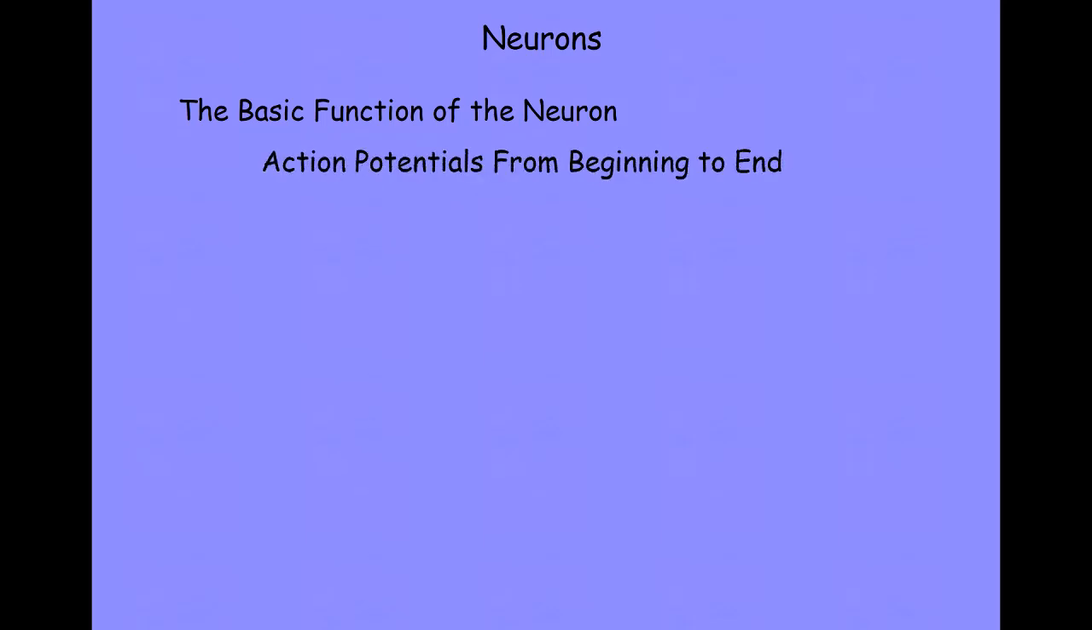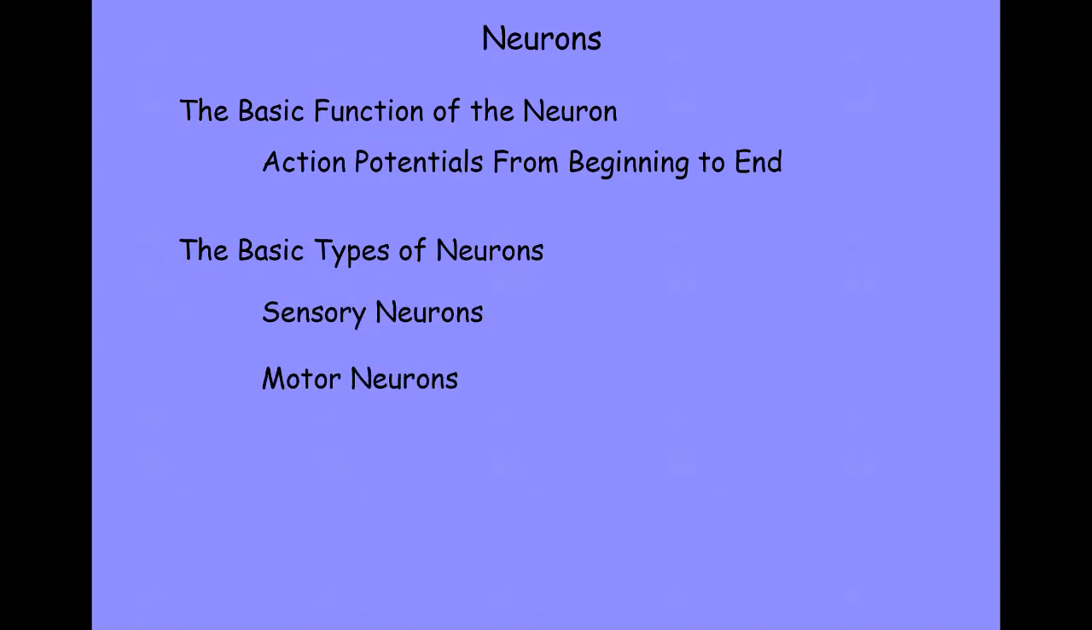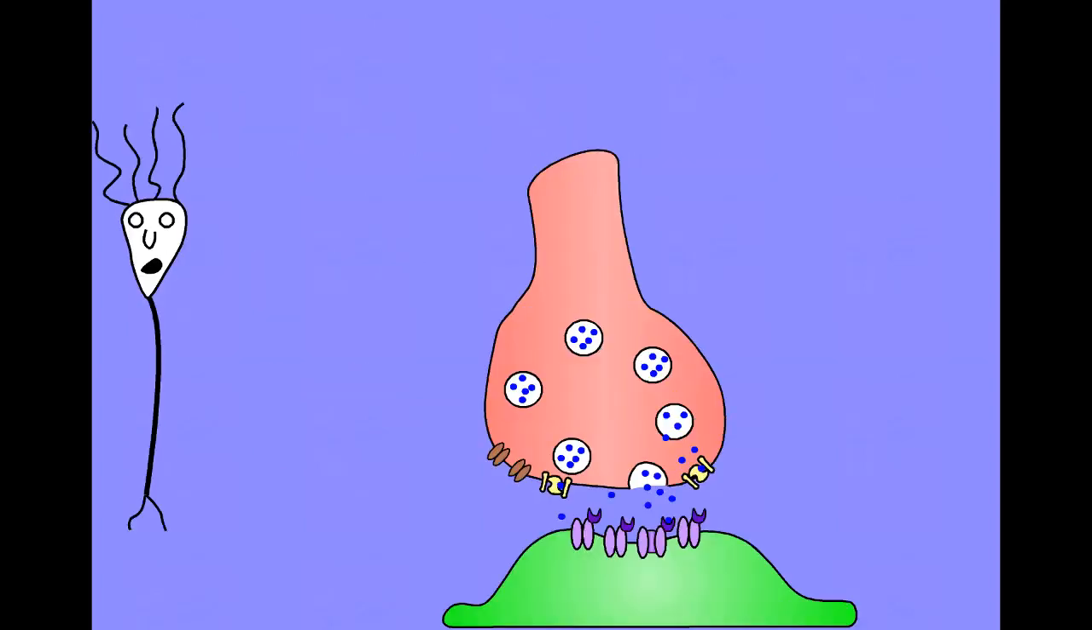We want to focus now on the basic function of neurons, specifically on their ability to generate action potentials. And we'll look at action potentials from the very beginning to the very end. We'll finish the lecture ultimately by talking about basic types of neurons. So we'll talk about sensory neurons, motor neurons, and interneurons. So let's get started.